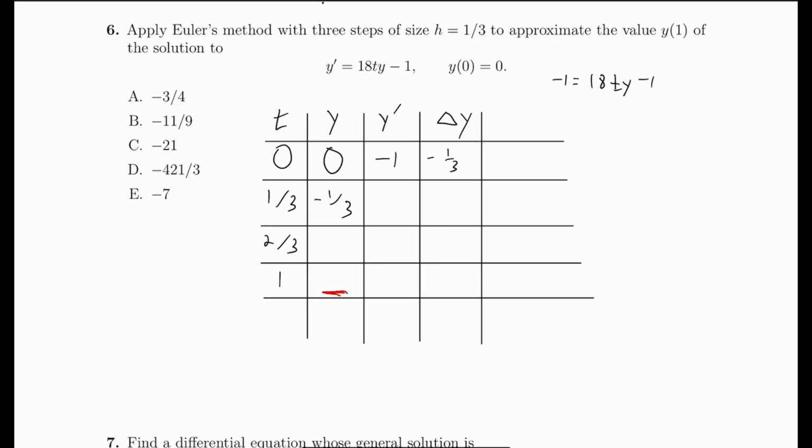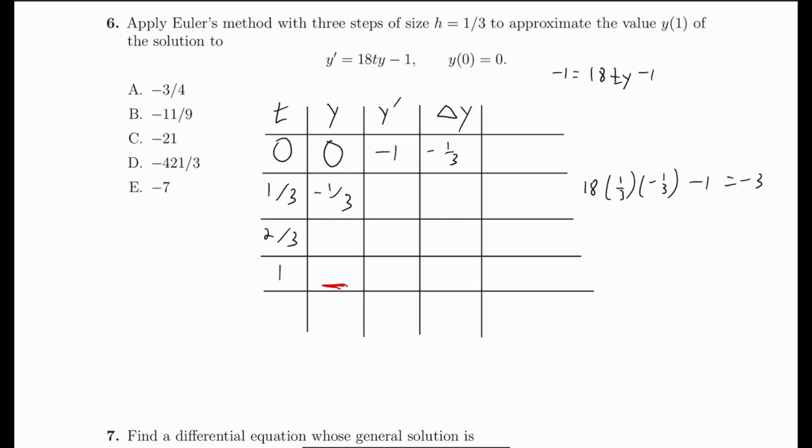Now we can find our second y prime. So that's going to be 18 times 1/3 times negative 1/3 minus 1. And that is going to be 6 times negative 1/3, which is negative 2, minus 1 is negative 3. So y prime is negative 3. Again, multiply that by step size to get the change in y, which will be that times 1/3, so negative 1. Now find our new y at t equals 2/3. It's going to be negative 1/3 minus 1, so that's negative 4/3.